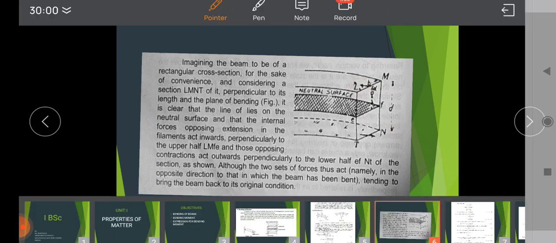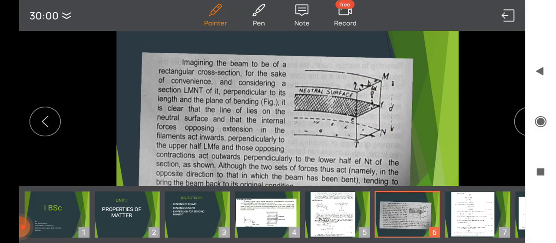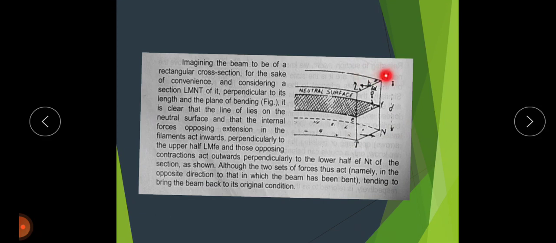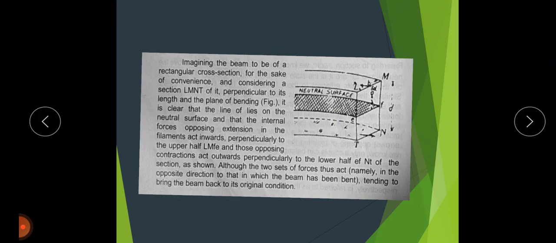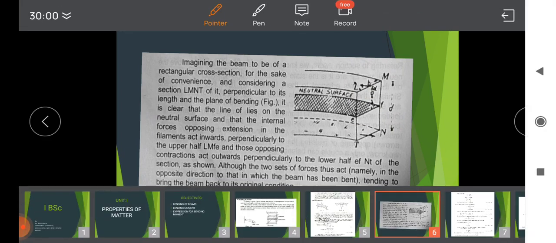LMNT be a small section of the beam. Here, imagining the beam to be of rectangular cross section, that is the rectangular cross section of the filament LMNT.